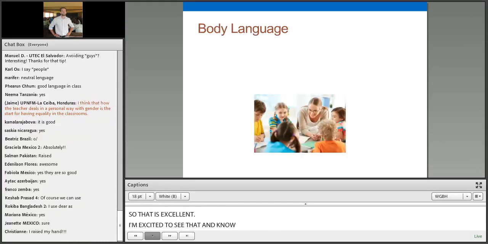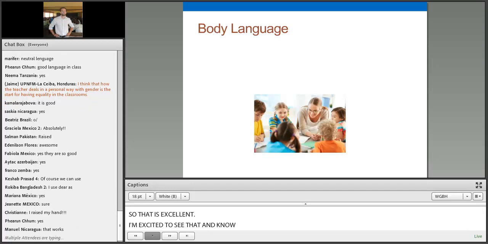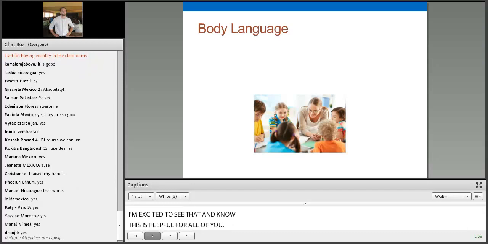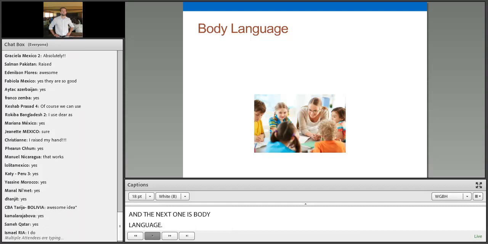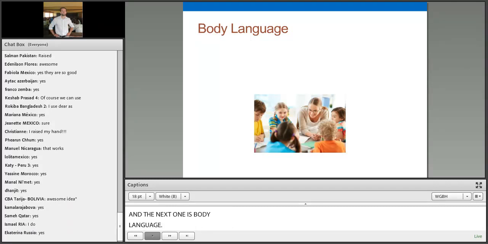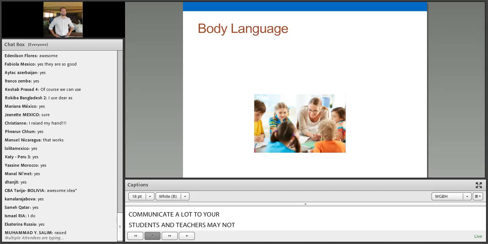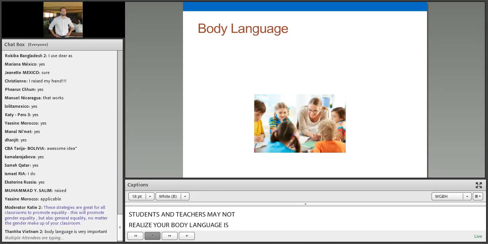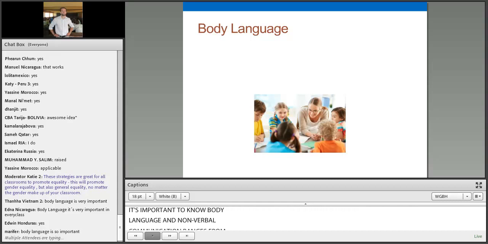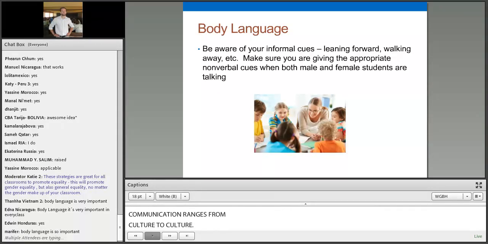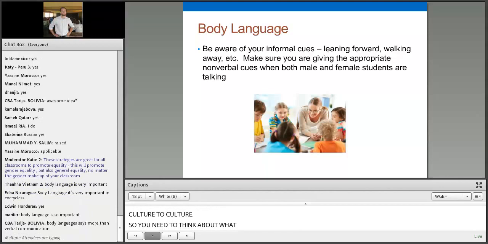So we're going to talk about a couple other ideas, strategies, and the next one is body language. Your body language will communicate a lot to your students, and teachers might not even realize that their body language is different with their female students than it is with their male students. And it's important to know that body language and nonverbal communication ranges from culture to culture. So you need to think about what is appropriate for your cultural context.